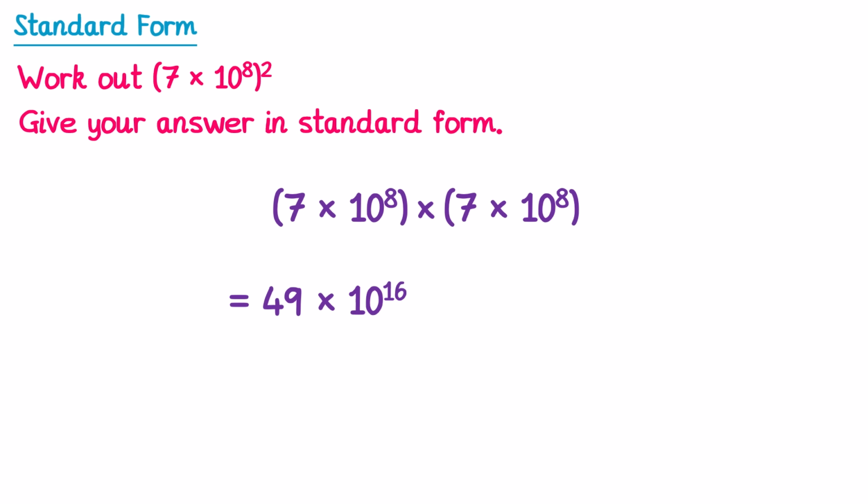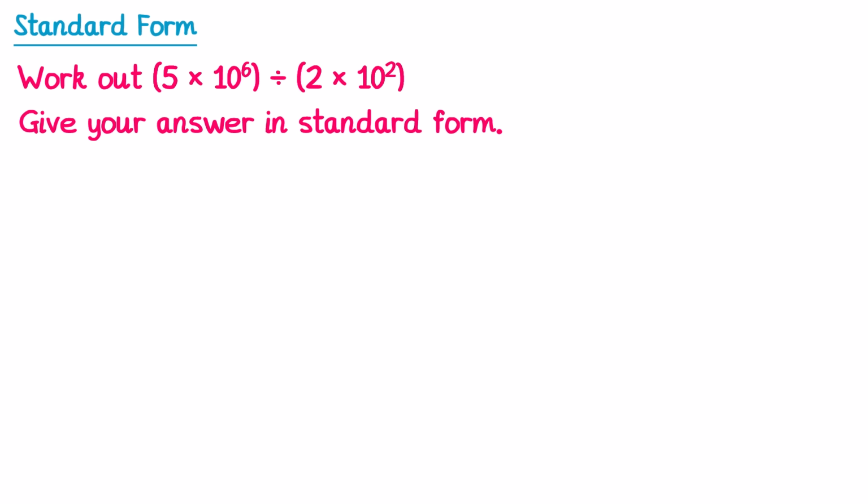This is not in standard form again. We can't have 49 because it's bigger than 10. We need it to say 4.9, so we're going to divide it by 10, which will give us 4.9. Because we divided this by 10, we'll multiply the 10 to the 16 by 10, which means we get an extra 10, so there are now 17 10s multiplied, so 10 to the power 17. And that's the answer to this question. Now that's a lot of multiplying numbers in standard form. Let's next look at dividing.